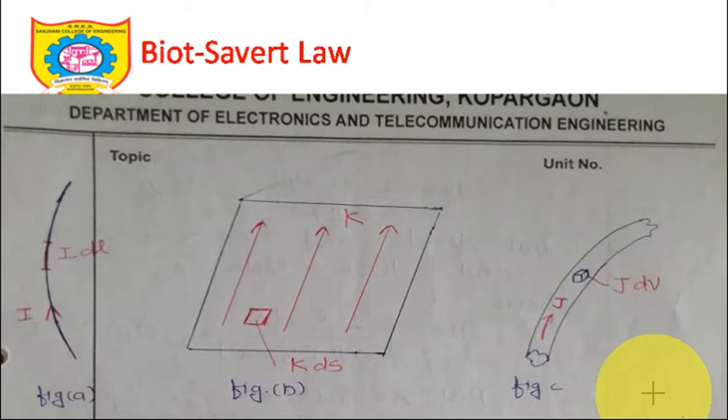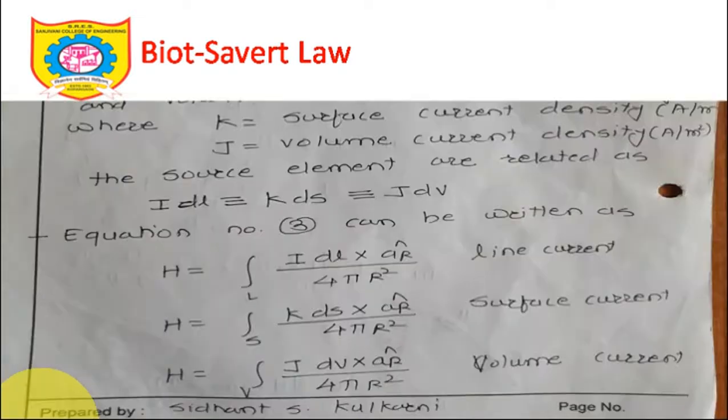But right now, try to understand there are three current distributions. Likewise, there were three charge distributions, even four in electrostatics: point charge, line charge, surface charge, volume charge. Similar to that, in magnetostatics there are three current distributions. This is the line current distribution, this is the surface current distribution, and this is the volume current distribution, respectively denoted by capital I for line current, capital K for surface current, and capital J for volume current distribution. First of all, we'll go back to this particular slide where K is the surface current density. Its unit is ampere per meter.